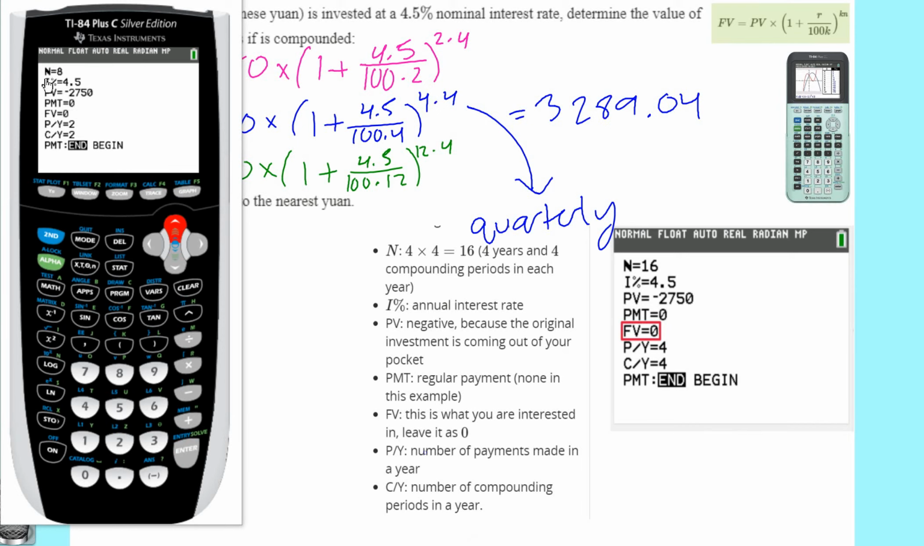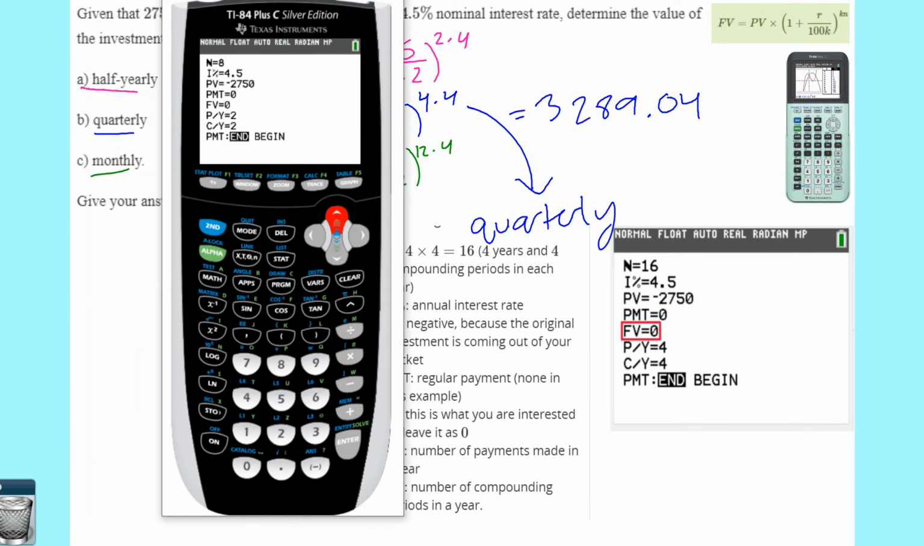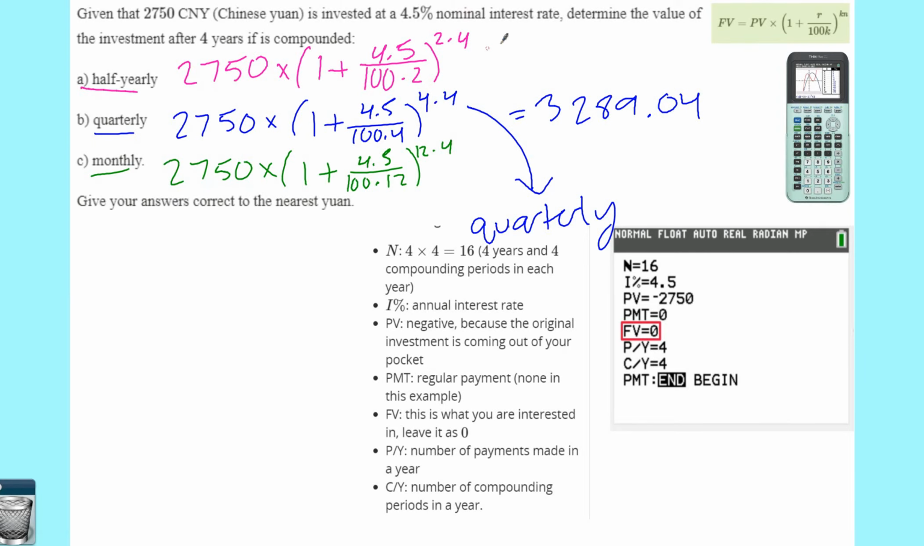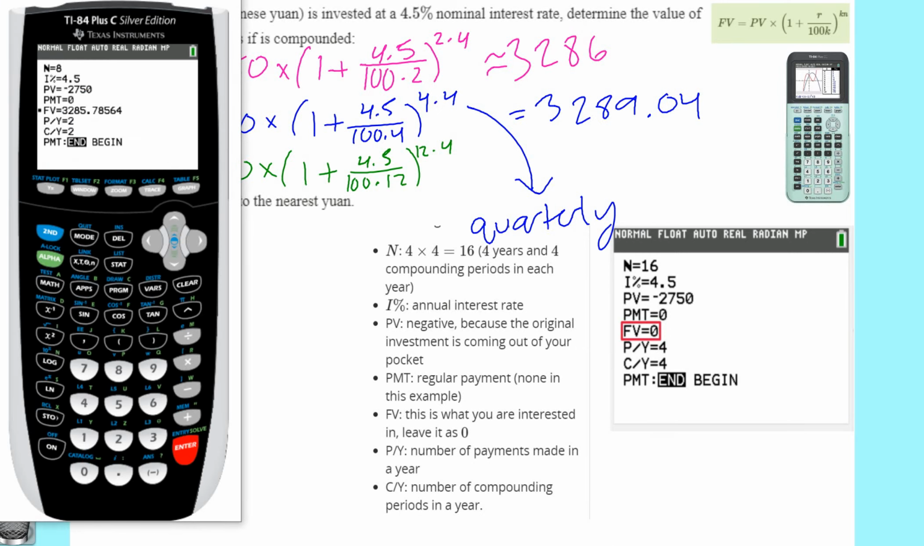Here I've changed the screen to do half yearly. I don't know why I can't remember that. Half yearly would be 8 times in this case, 4 years, twice a year. Then I changed these numbers to 2. Then I want to solve it. So alpha solve. And here we get about 3,286, roughly. Hopefully this is making sense.